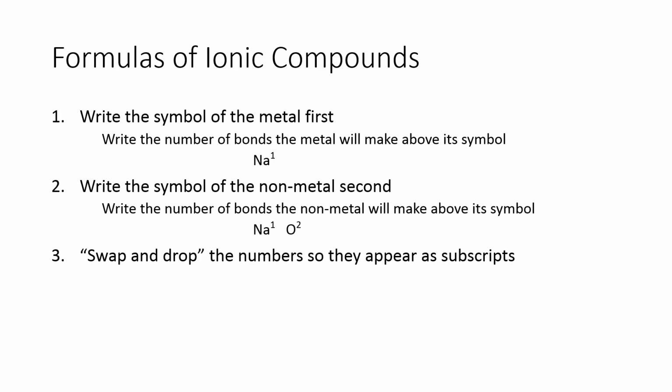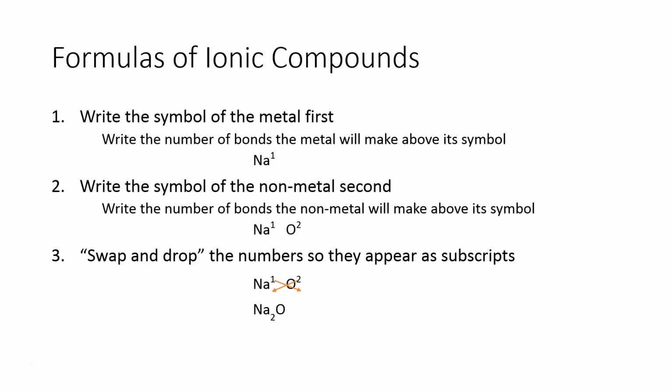Then we swap and drop the numbers so that they will appear as subscripts. That means the little 1 will move from the sodium to under the line behind the oxygen, and the 2 will move from up top near oxygen to under the line between the Na and the O. It will look like that when it's done. So the symbol for the ionic compound sodium oxide would be Na2O.